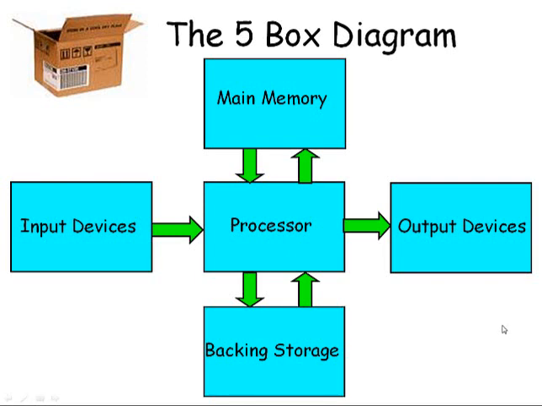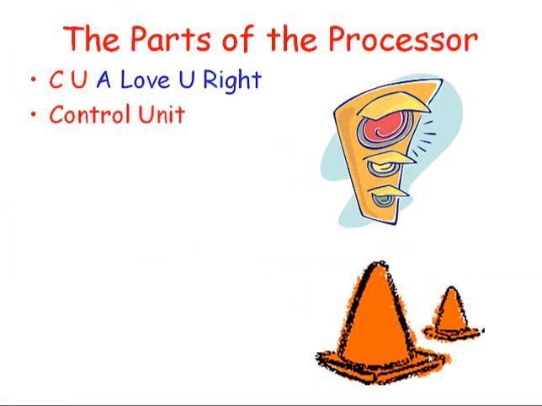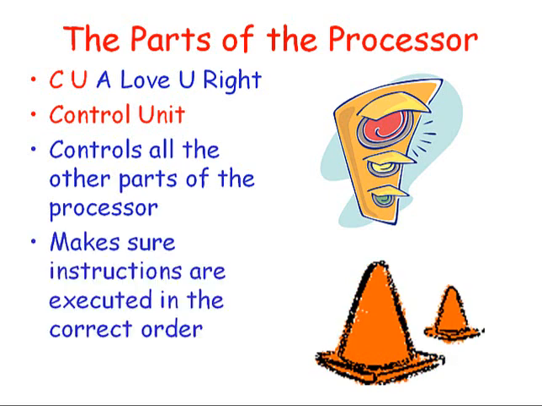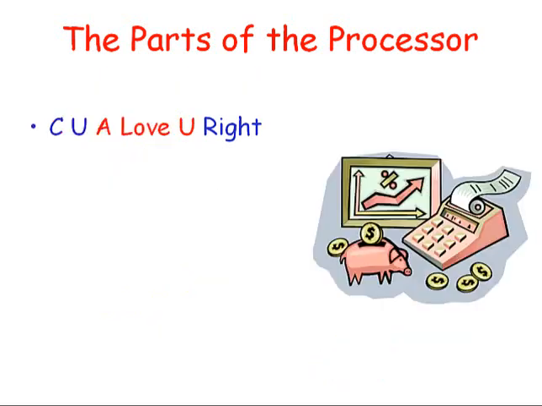Go over the three parts of the processor, which we need to remember: CU, I love you, right? Try to remember the three parts with an acronym. The CU stands for the control unit, and its job is to control all the other parts of the processor. It makes sure instructions are carried out in the correct order, and you're going to learn more about the different lines that the control bus can use to do that.